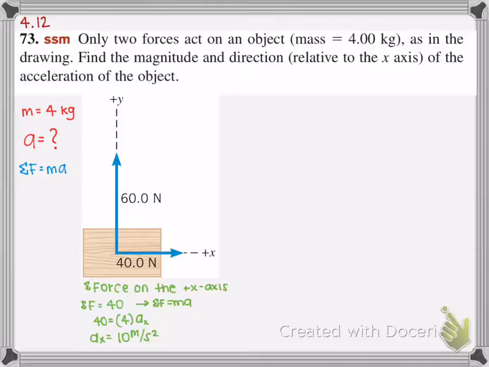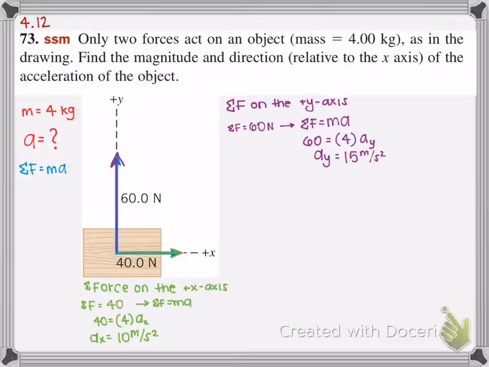Next, we solve for the acceleration on the y-axis. So we know the net force on the y-axis is 60 newtons, and by using net force equals mass times acceleration, we solve for the acceleration on the y, which is 15 meters per second squared.